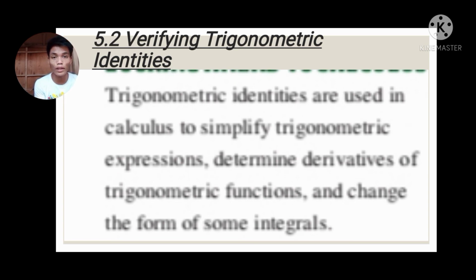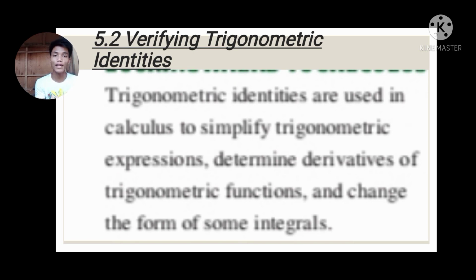So, actually, there are a lot of questions in my mind about how we are going to verify trigonometric identities. What is the importance of verifying trigonometric identities? What are the steps in verifying trigonometric identities? But here is some background or some knowledge about trigonometric identities.